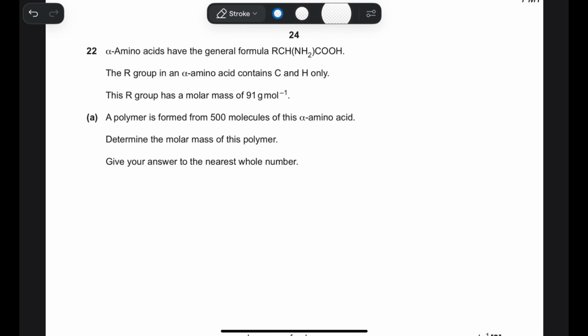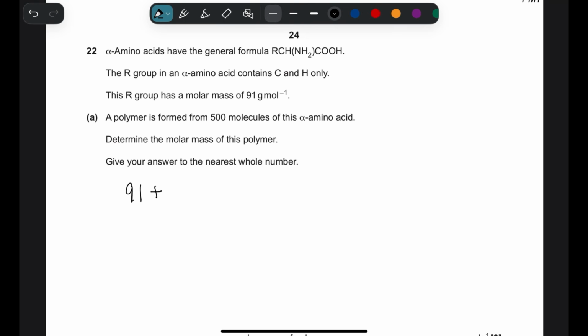So with this 91, I'm just going to add it in. What else do we have here? Well, we've got the carbon and the hydrogen, so that's 12 and 1, so 13. We've got the amine group, which is, top of my head, 16. And then we've got the carboxyl group, which, top of my head again, I think is 45. So if you add all of those together, you get 165 as your Mr for the repeat unit.